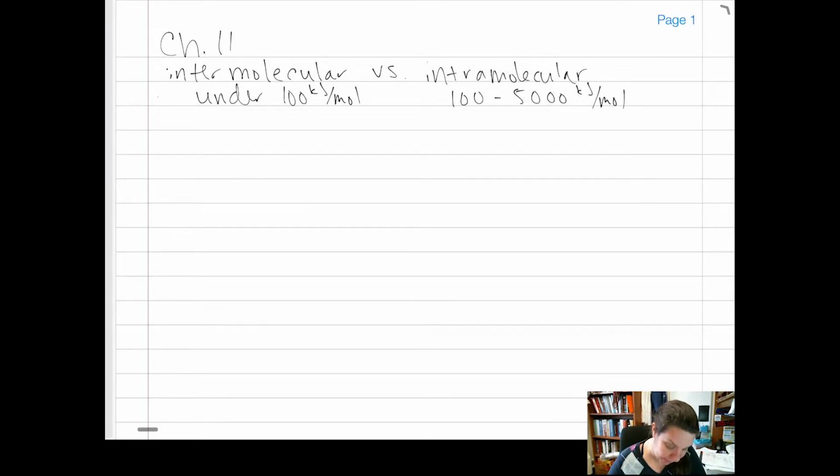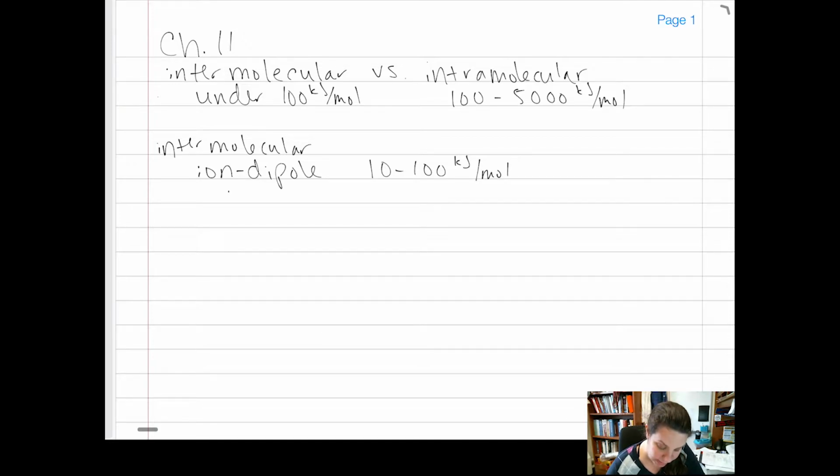With our intermolecular forces, I'm going to go over some things that are also in chapter number 13, where we talk about solutions, because I'm just going to go through all of the intermolecular forces that we looked at in total. From highest energy to lowest energy, our highest energy are ion-dipole. Ion-dipole are the strongest. They're between 10 and 100 kilojoules per mole, and this is between an ion and a polar molecule.